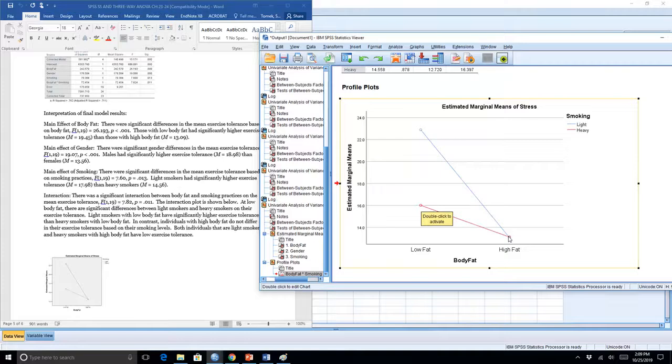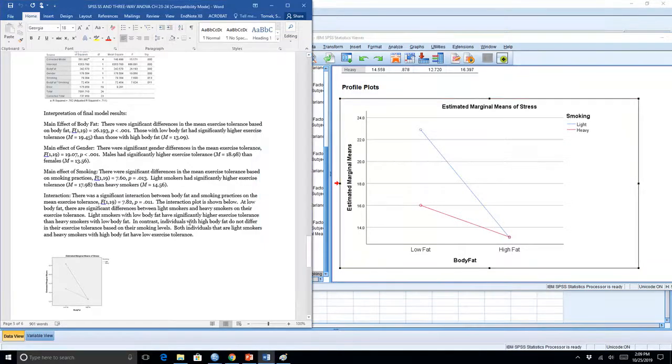So that's the nature of the interaction: while it averages to a significant difference, that difference is really in the two fat conditions. So in the low fat condition, smoking is much more detrimental. Light smokers in the low fat condition had significantly higher stress levels than heavy smokers in the low fat condition. But in the high fat condition, those are individuals with high body fat, the effect of smoking was the same. So they had low stress levels independent of the level of smoking. I think I wrote something like that.